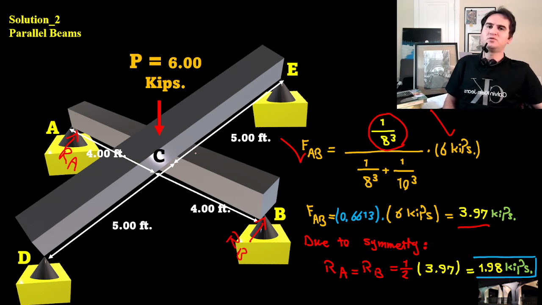and is half of the force of beam AB. That's exactly 1.98, which we already calculated from the previous method.